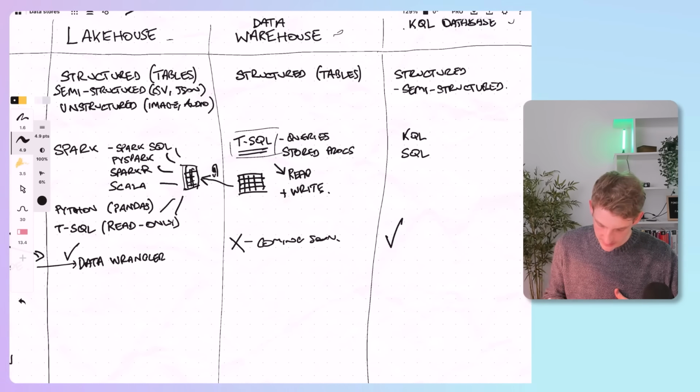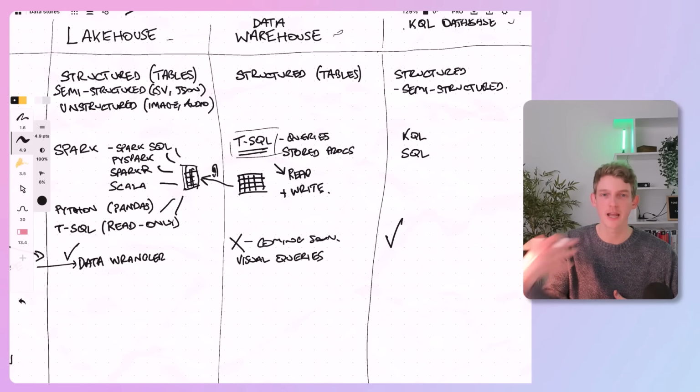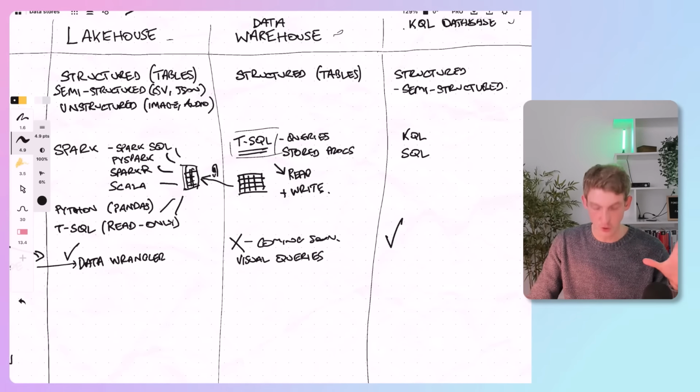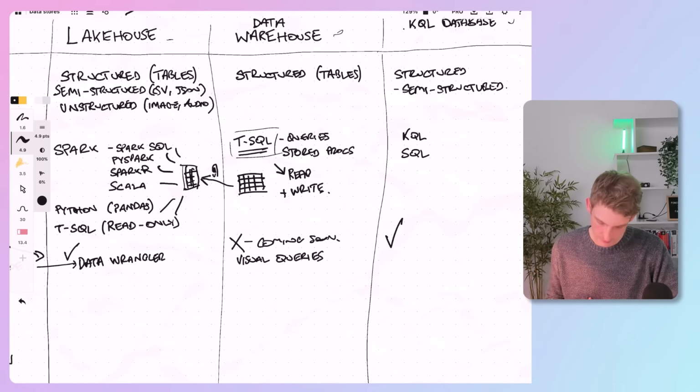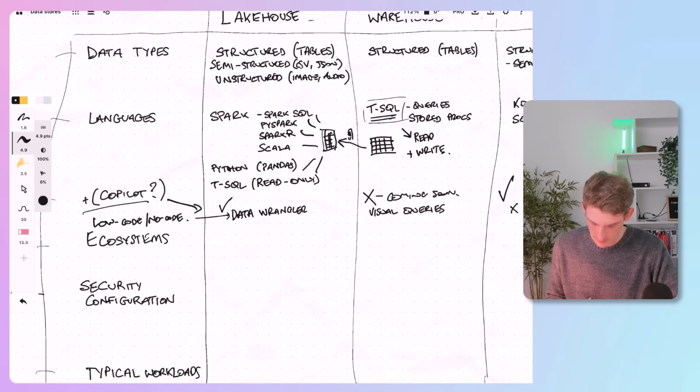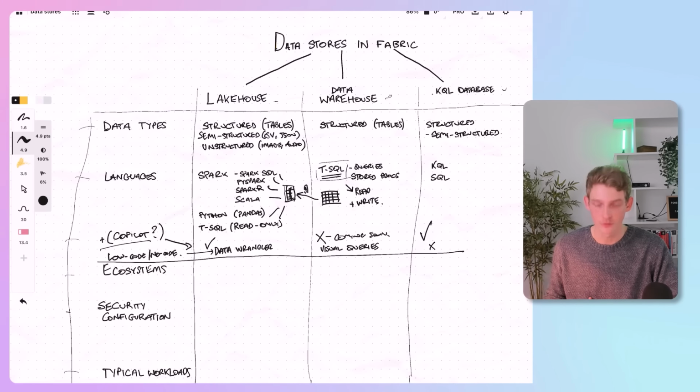In the data warehouse, we have visual queries. So this is where you can create a query just using a UI interface. So if you're not familiar with T-SQL, you can still build queries with that as well. And in the KQL database, I don't think there is anything that's low code or no code. I might be wrong with that, but I think currently there's no options for no or low code.